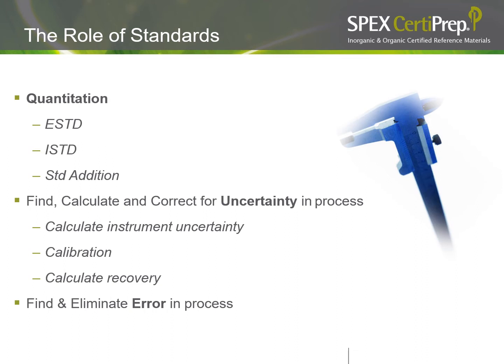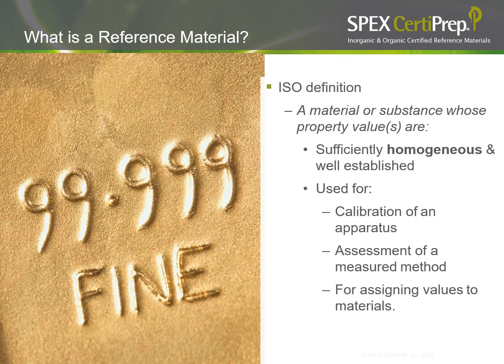Because in our analysis we are practicing all these, class. And to find, calculate and correct the uncertainty in the process as well, to calculate the instrument uncertainty, for calibration, and to calculate recovery. And apart from that, we can also find and eliminate error in our process. So I believe that all of you will learn about uncertainty in detail with Dr. Low later. So now class, let's move to the reference material.